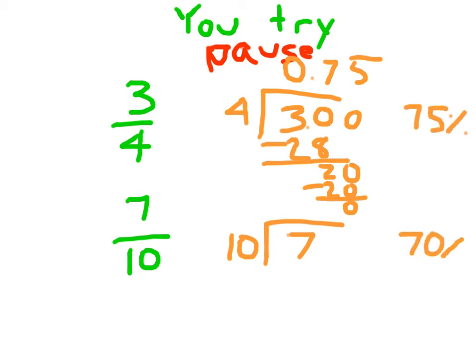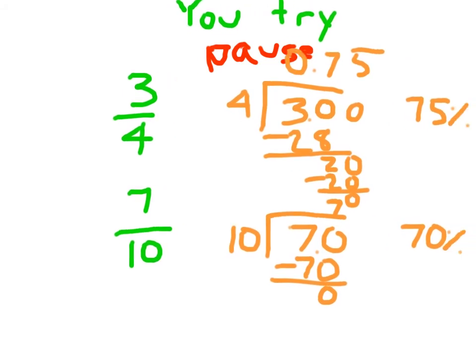This one here would be 70%. And the reason why is as follows. 10 cannot go into 7, but 10 can go into 70. That's why we added a 0 there. 7 times 10 is 70, and 70 minus 70 is 0. 1 decimal place within our answer here, and no decimal places because we were dividing by a whole number. Therefore, there is 1 decimal place within our answer there, and 0.7 can be rewritten as 70%.